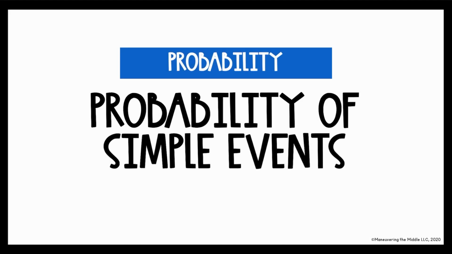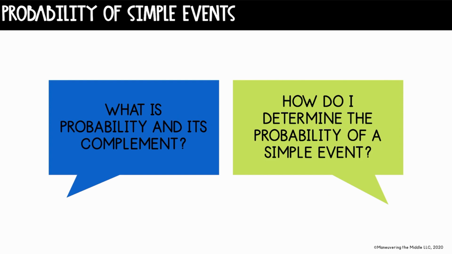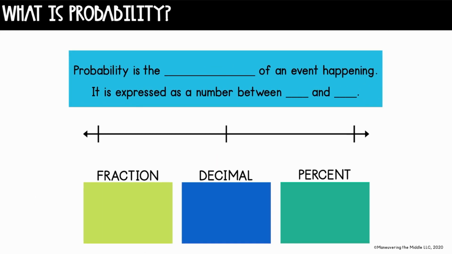In this video, we're going to look at the probability of simple events. First, we want to know what is probability and its complement, and how do I determine the probability of a simple event? So first, let's talk about what probability is. Probability is the likelihood of an event happening.